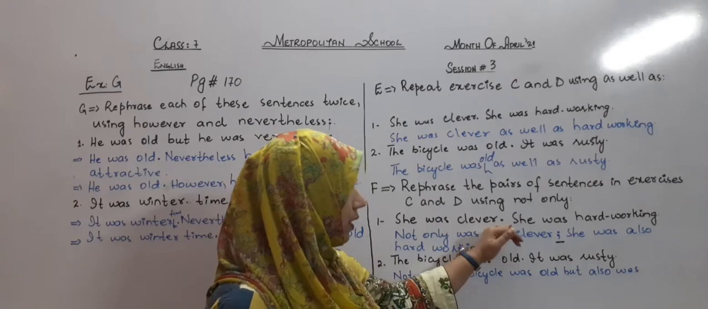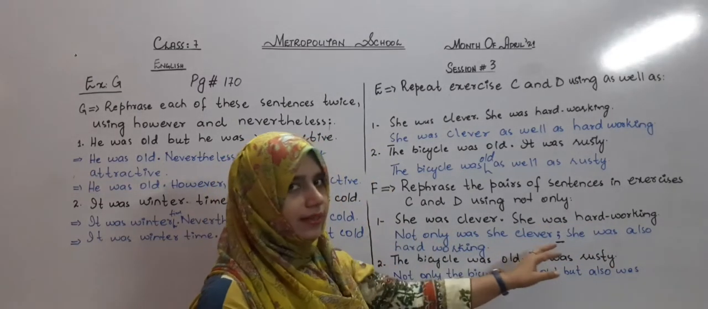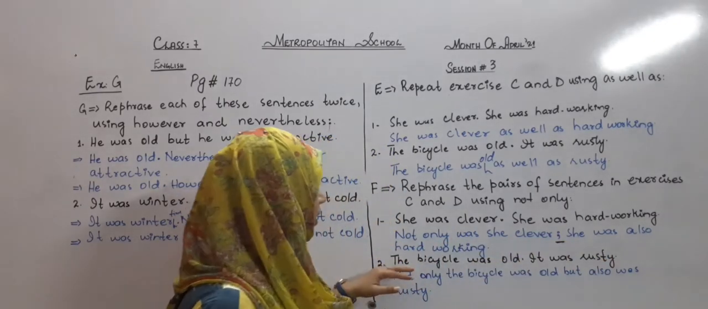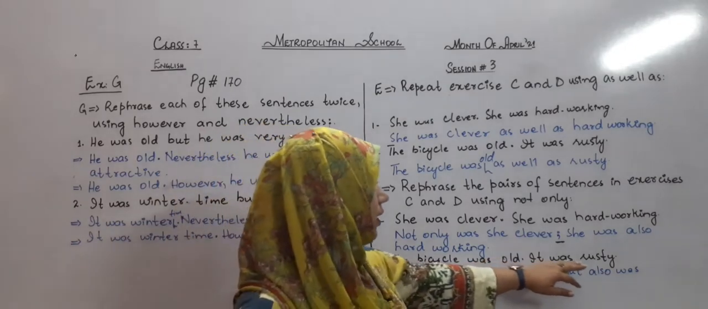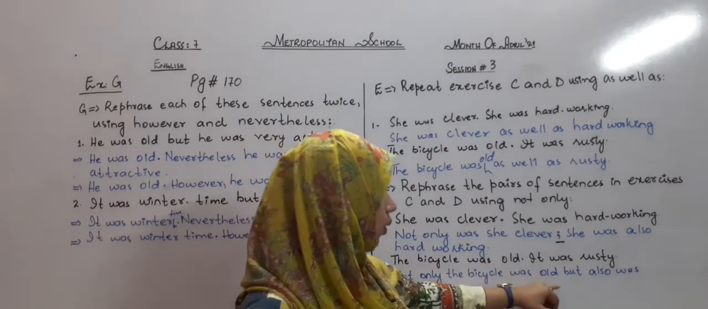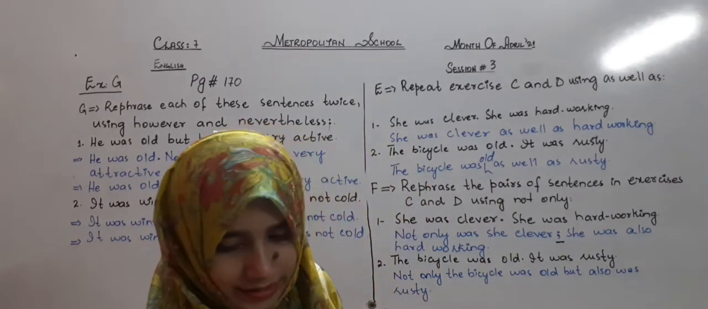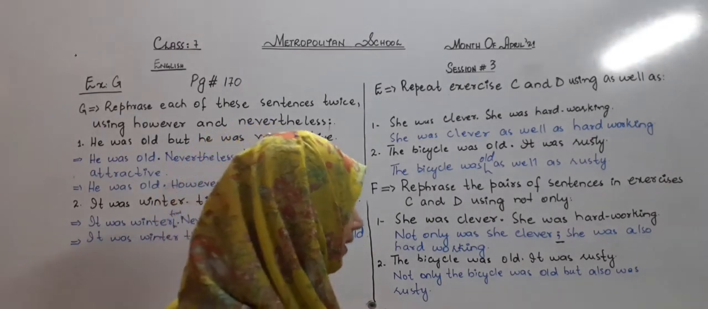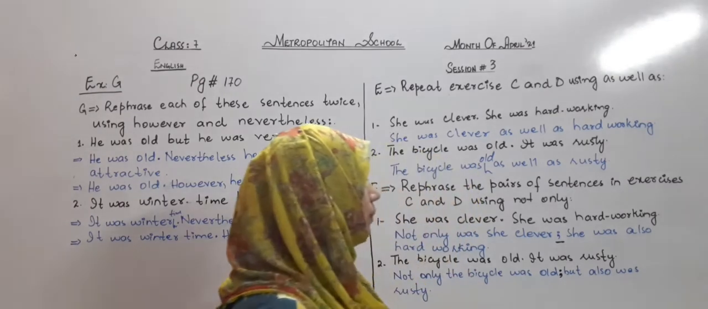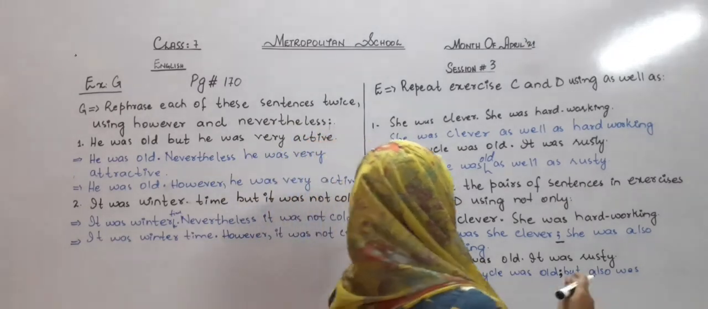She was clever, she was hardworking. So, not only was she clever; she was also hardworking. The bicycle was old, it was rusty. So, not only was the bicycle old but it was also rusty. So I forgot to put the semicolon, right? So by using the semicolon, we can change the sentences.